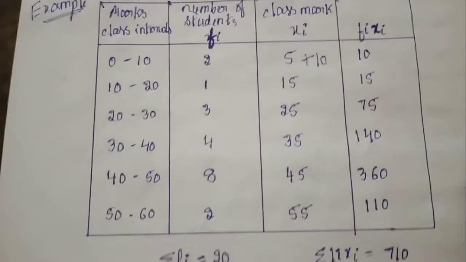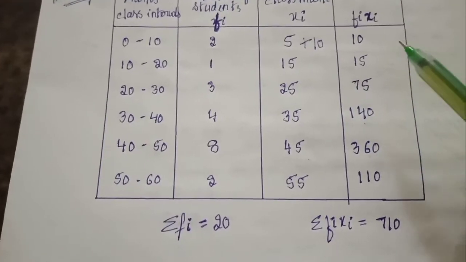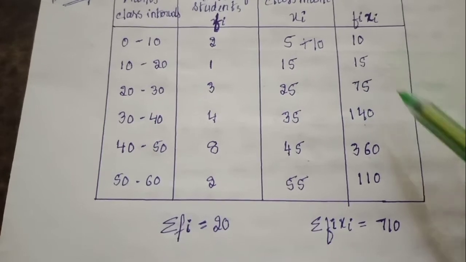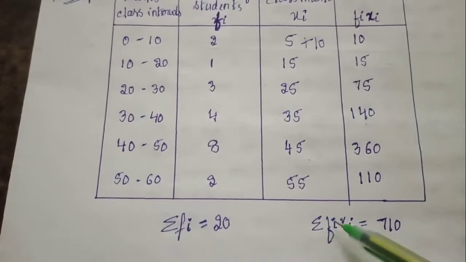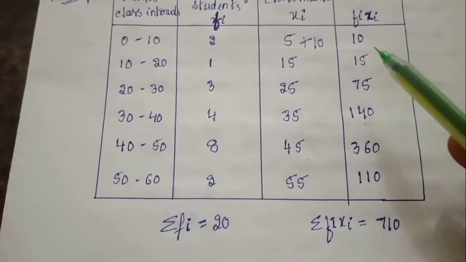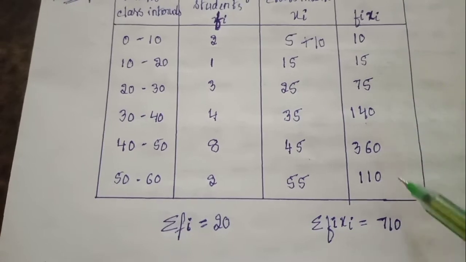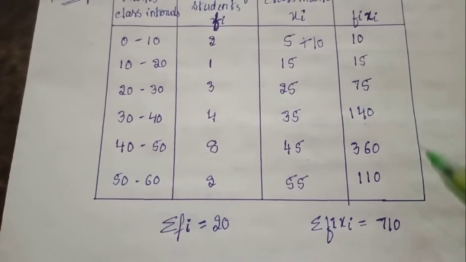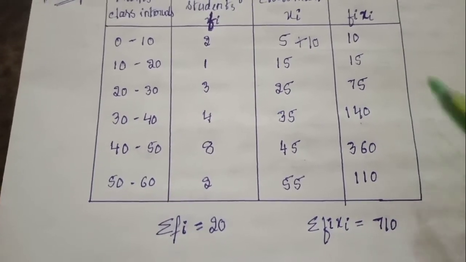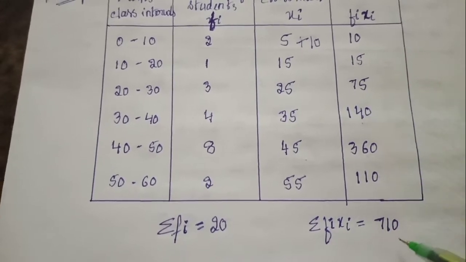Then afterwards what do I have to do? Take the summation of this column, that is fi xi. This symbol is nothing but summation, which means I am adding all of these, that is f1 x1, f2 x2, f3 x3. You are adding all these numbers. We got 710 as a total. This is called summation of fi xi.